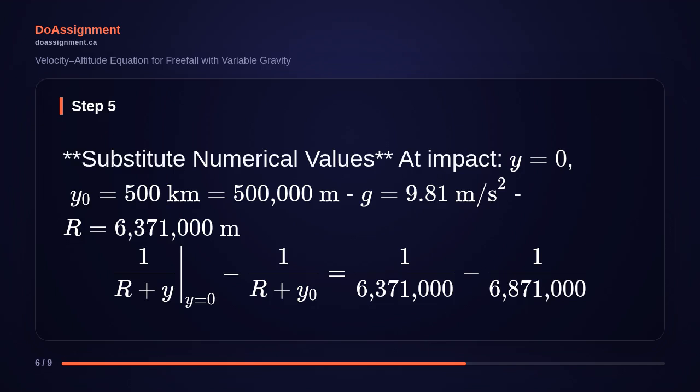Now we plug in numbers. At impact, y equals 0, y naught equals 500,000 meters, g equals 9.81 meters per second squared, and r equals 6,371,000 meters. We compute 1 over r minus 1 over r plus y naught.